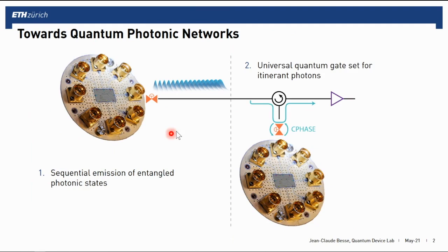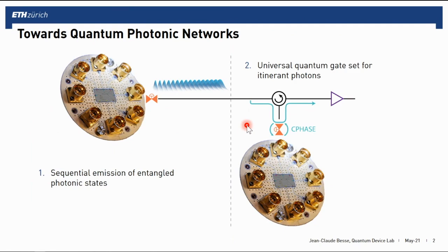And in the second part, which is going to be a bit shorter because I don't have to reintroduce the device since it's the same, I will show you how we can induce interaction between itinerant photons, which typically don't interact with each other in a linear medium, and how we can take time bins and induce entanglement by having a controlled phase gate between two itinerant microwave photons.